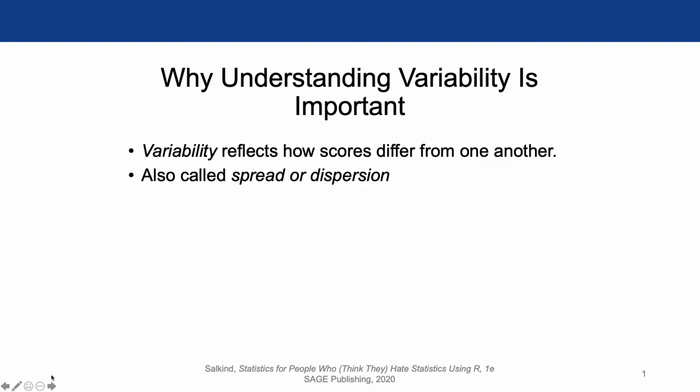So, variability is basically just how much the scores in our data set vary from one another. So, in one variable, how much do people differ? Are they really similar to each other? Are they really different? We also talk about this as spread or dispersion.